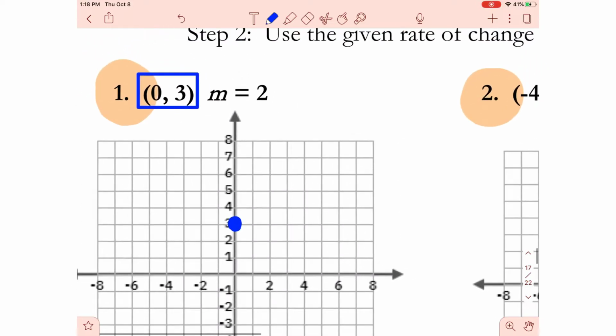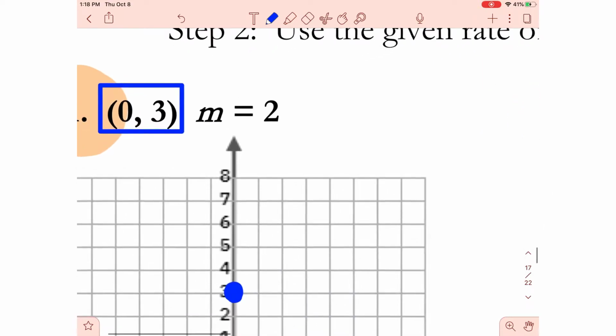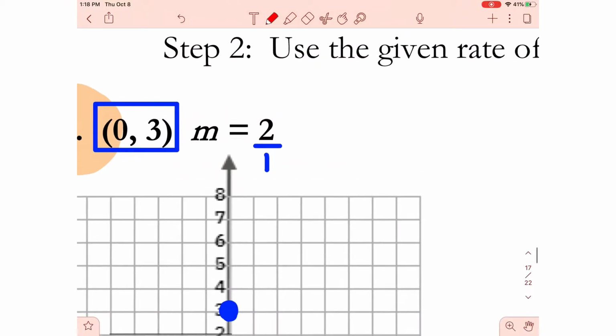Now next, it gives me a slope or a rate of change. I prefer that rate of change to be a fraction. So if you are given a whole number, you can always put that whole number over the number 1 to make it a fraction. The reason I want it to be a fraction is because slope on a graph is rise over run. So I want a fraction. Rise means up or down, and since the 2 is positive, my slope is going to go up 2. Run means left or right, and since the 1 is positive, it's going to go right 1.